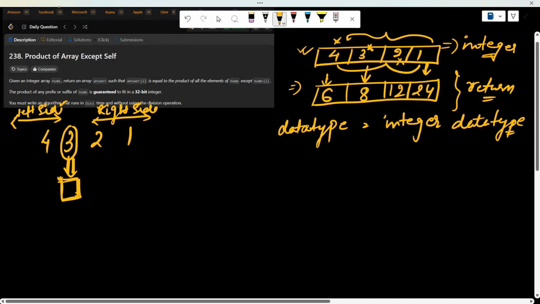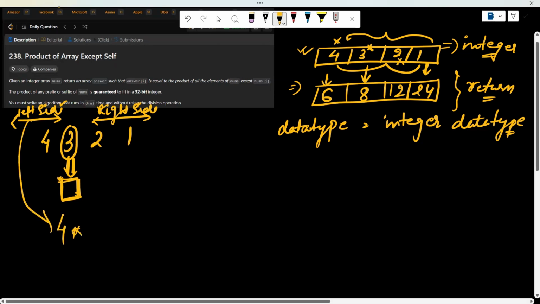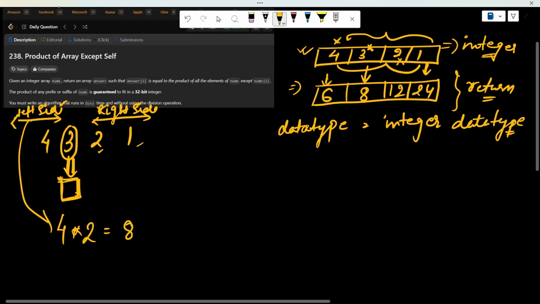For example, the product of all the elements on the left side will be 4, and the product of all the elements on the right-hand side will be 2 into 1, that is 2. If we multiply these, it will give us 8. So we can put 8 here, and we can see that except this number, the product will be 4 into 2, 8.